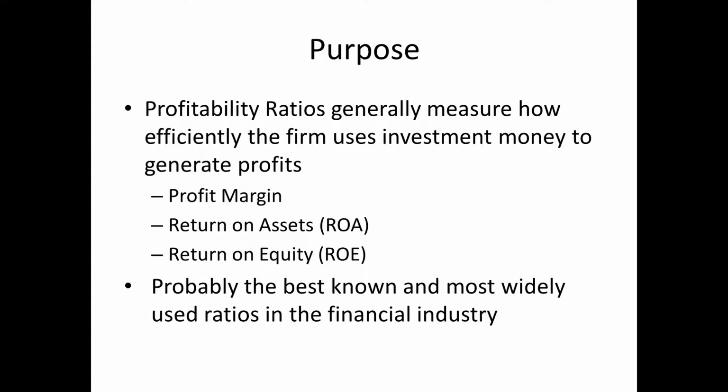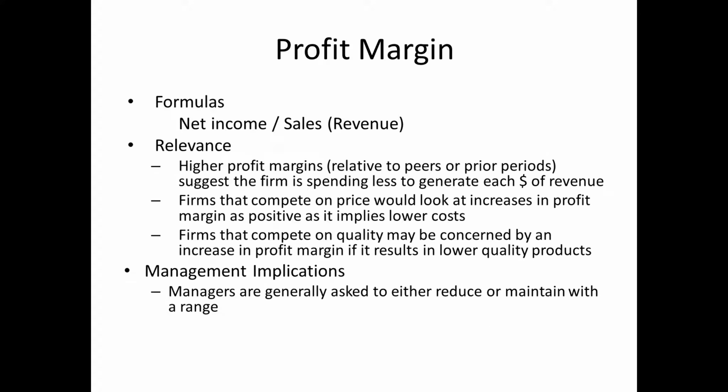The three big ones are profit margin, return on assets, and return on equity. Of the non-market-based measures, these are probably the most widely used and known financial ratios in the industry. So let's talk about them. Profit margin is exactly what you would expect: net income over sales. Sales might be revenue; sometimes they're referred to as the same.